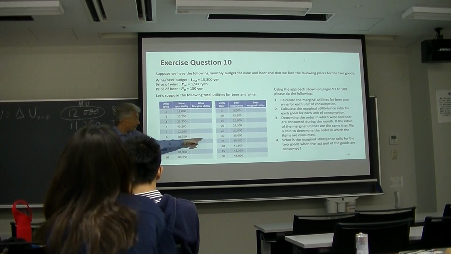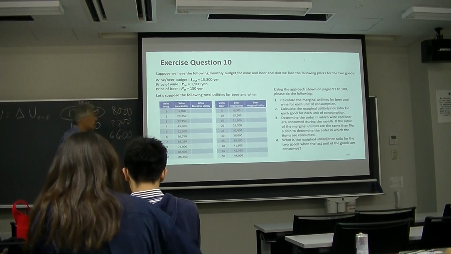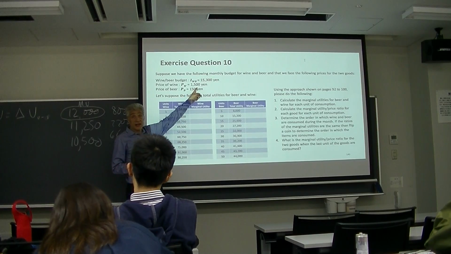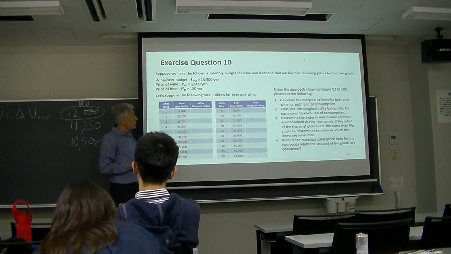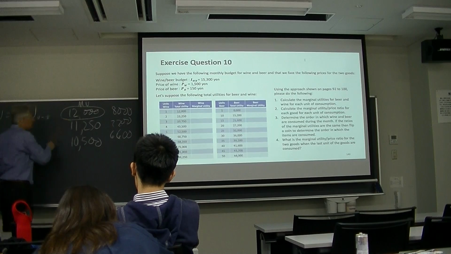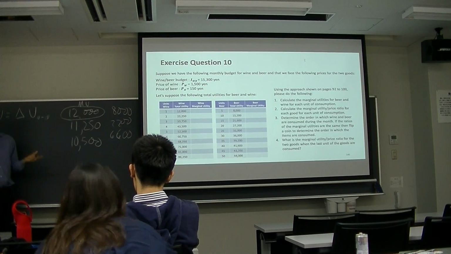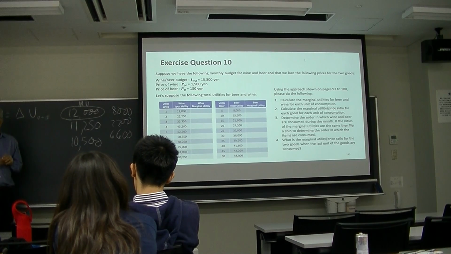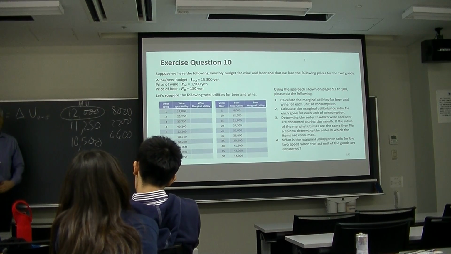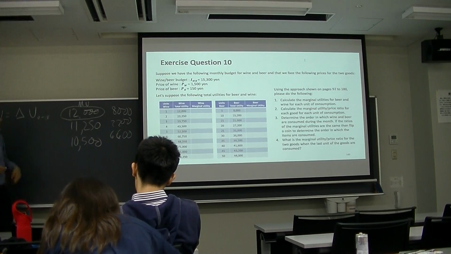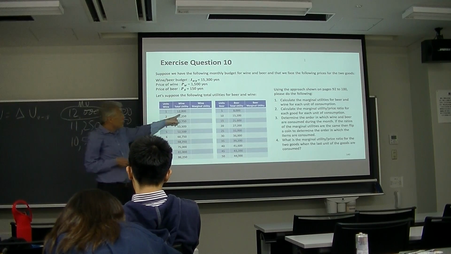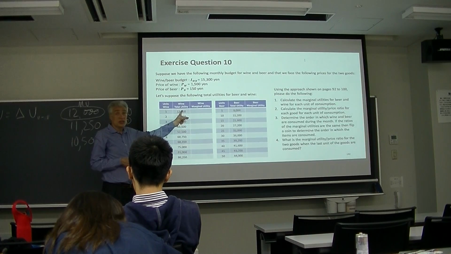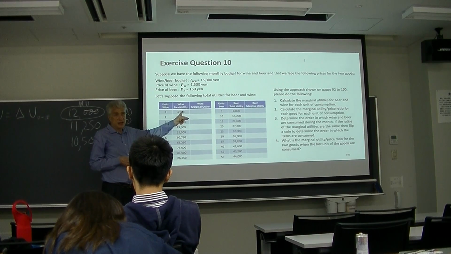Okay, so then we need to know the price. The price is fixed, so it's 1,500 yen per bottle of wine. So we can calculate the marginal utilities per yen. We want to know how much happiness we are getting for each yen that we spend. That's what we want to know. To solve the problem, we want to know how much happiness we're getting for each additional bottle.